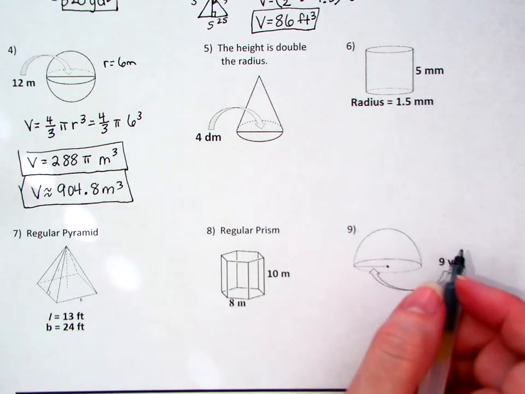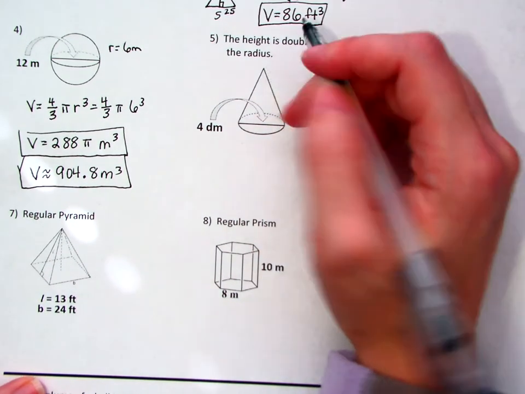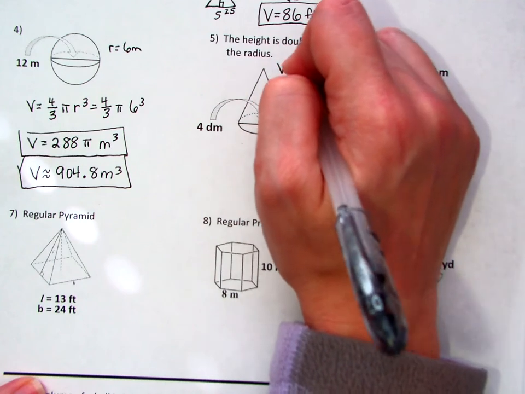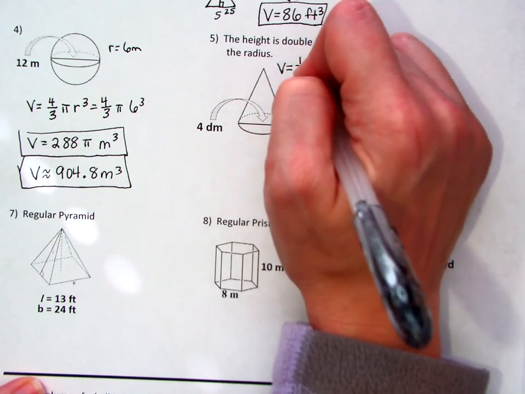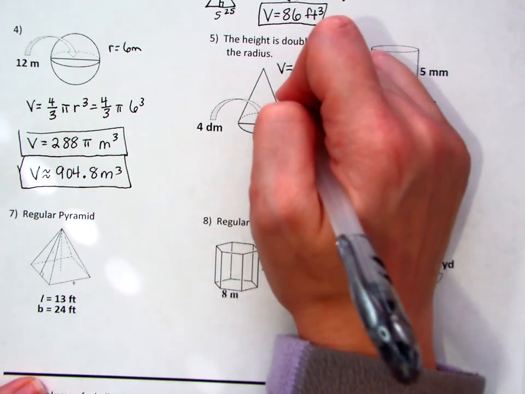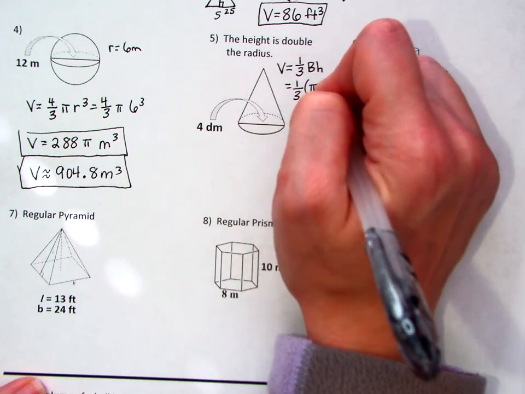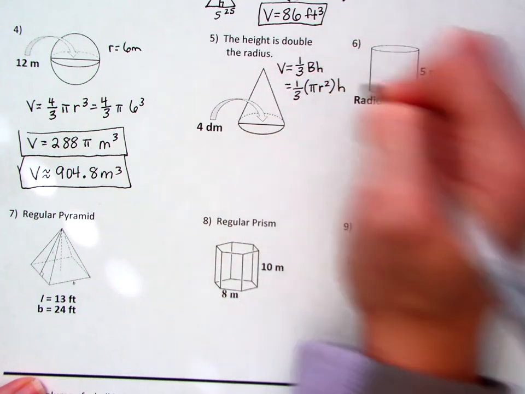Now in number 5, you'll notice here, this actually comes up to a point. Anytime we come up to a point, our volume formula is going to be 1/3 the area of the base times the height. The base shape of this is going to be a circle. So really it's like saying we got 1/3 the area of the circle, which would be pi r squared, times how tall this thing is.